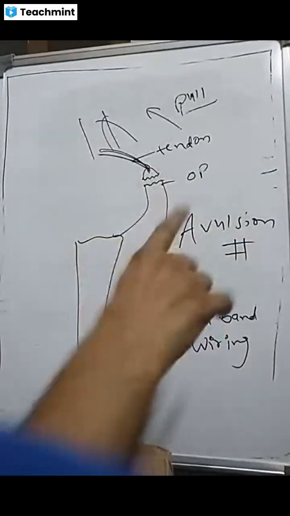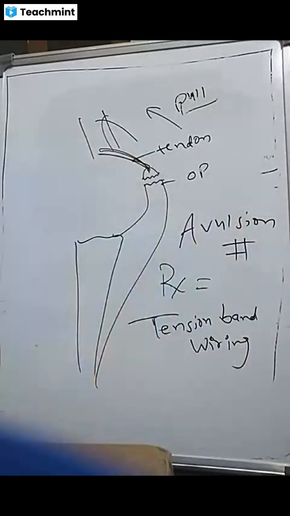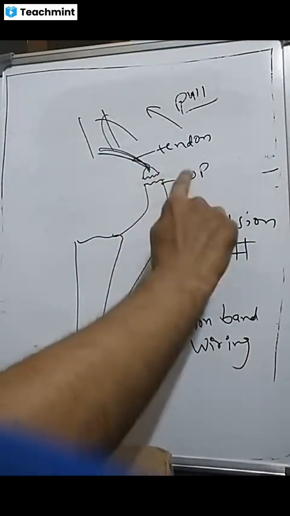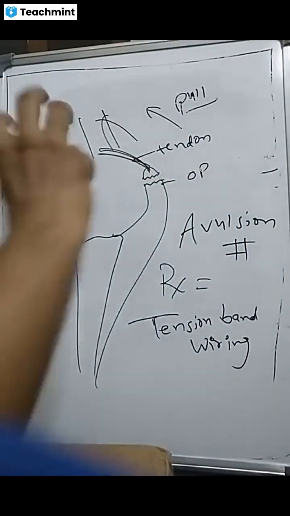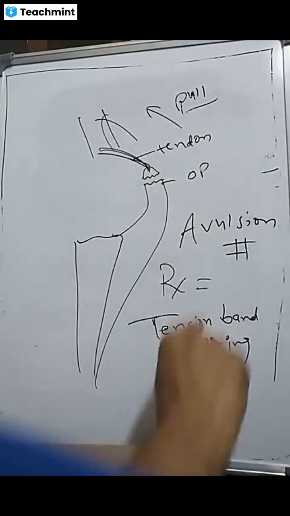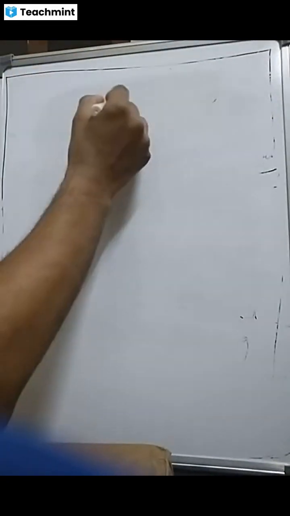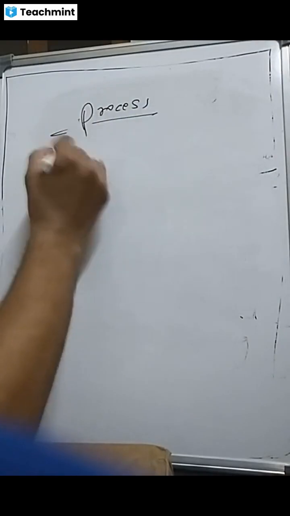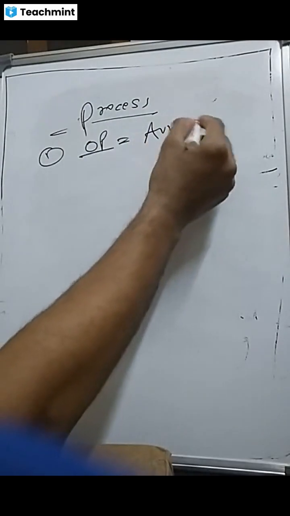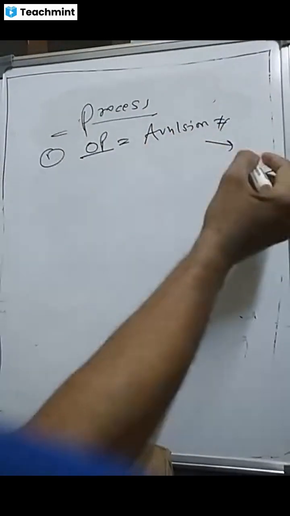So these two MCQs they have asked: avulsion fractures are commonly seen in which process? What is the treatment? There will be tension band. So the terminology is the process. And the first example was olecranon, and the fracture was avulsion fracture and correction is tension band wire.